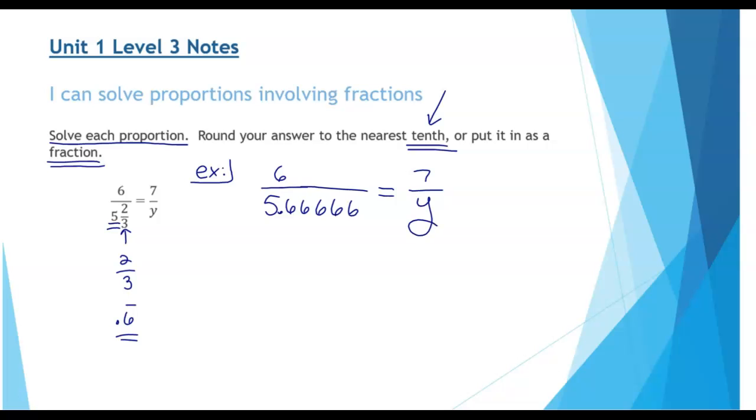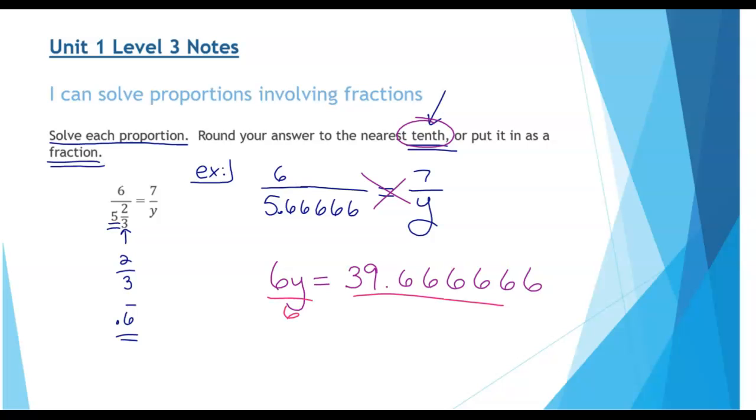Now, I don't like to round to the tenth until the very end. So let's be as accurate as possible and take those 6's out for a while. All right, now 6 times y is one product. Cross multiply to get the other one. And 7 times 5.6 repeating is 39.6 repeating. So I'm going to write out a bunch of sixes again. Now to undo multiplication, I divide. And when I divide by 6, y is equal to 6.61 repeating.